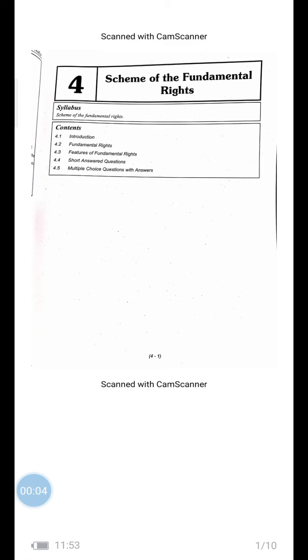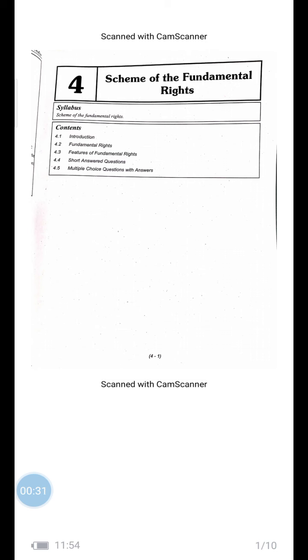In this video lecture session, I discuss unit number 4, the scheme of fundamental rights. The contents of unit number 4 are: introduction, what are the fundamental rights, features of the fundamental rights, and short answer questions and MCQs. So there are three main topics regarding unit number 4.